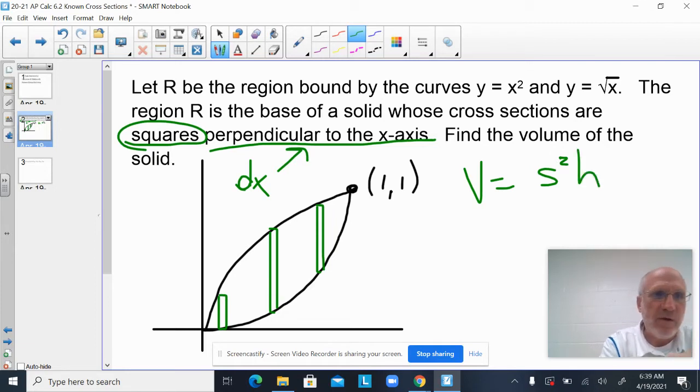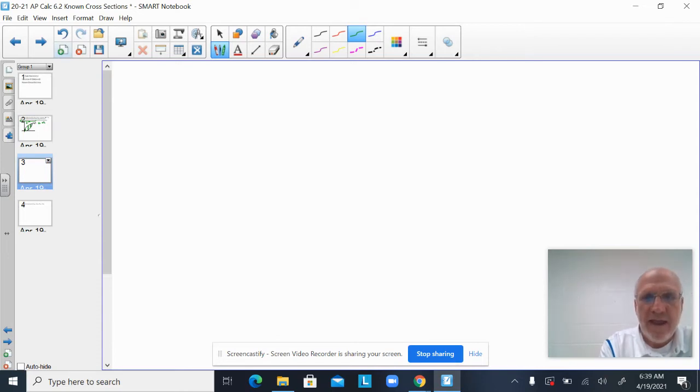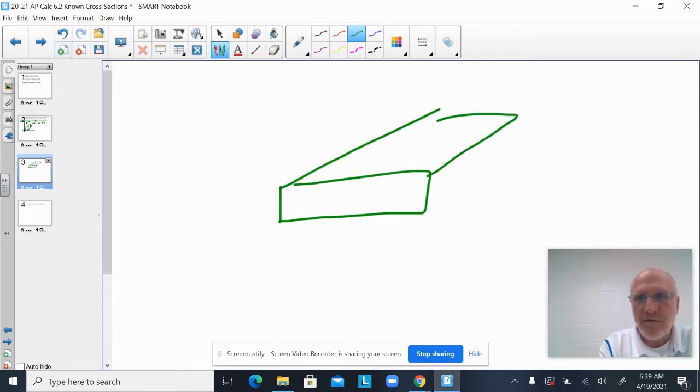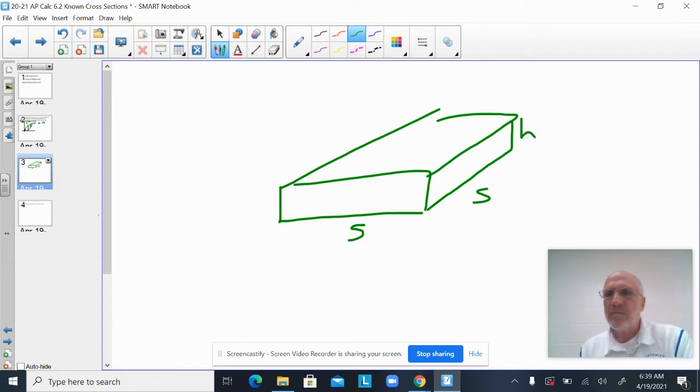Let me go over here. Picture a square, that's side length, and that's side length, and that's the height. To find the volume, that would be length times width times height, or S times S times H. And so that's the side length squared times the height.